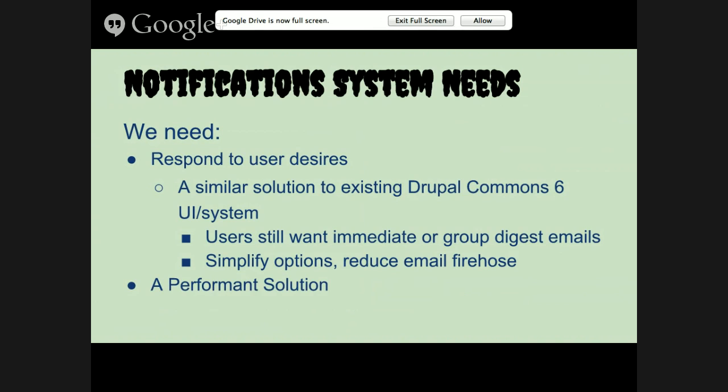We also need a performance solution. Obviously, if it takes 12 hours to get all the emails out when one new post was created in their group, then that's not going to help us. And they also wanted it to be user-friendly, and that means having HTML-based emails so that emails look pretty in your Gmail client or your Outlook or whatever email client you use.